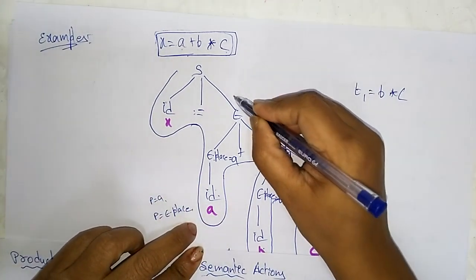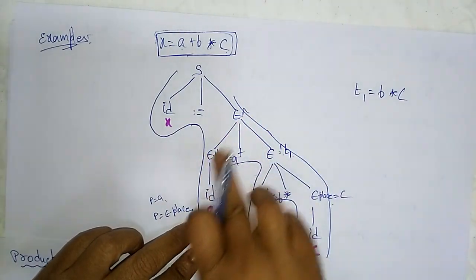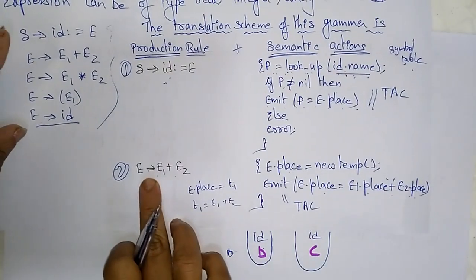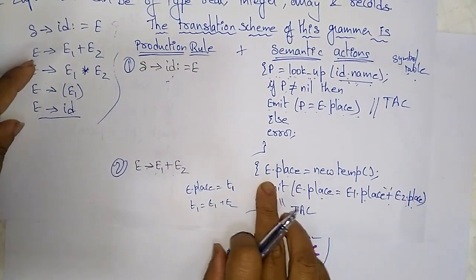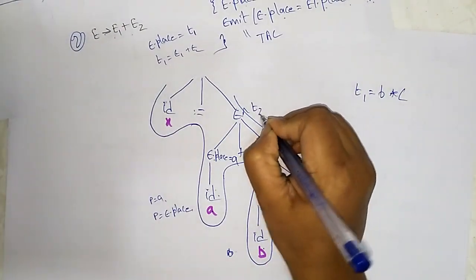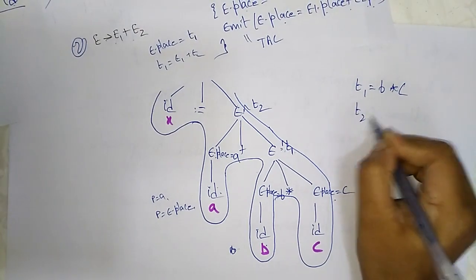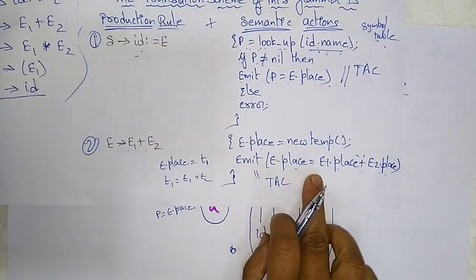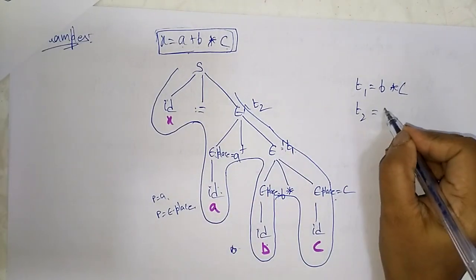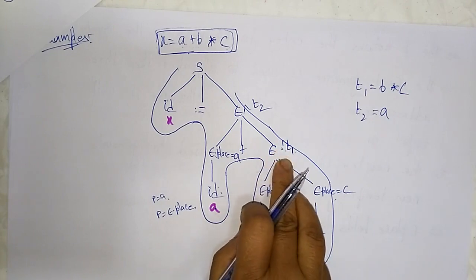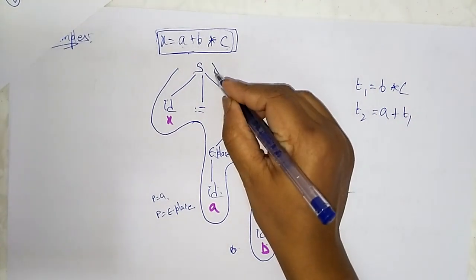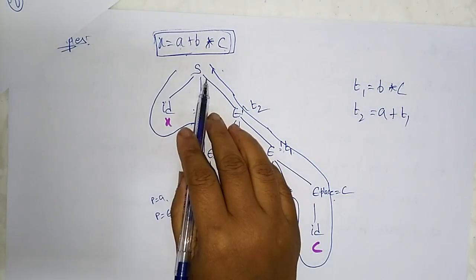Again go up. Again there is a reduction: E determines E + E. Here E.place is a new temporary variable, let's take T2. For T2, emit E.place = E1.place + E2.place. What is E1.place? a. And E2.place is T1. So T2 = a + T1.